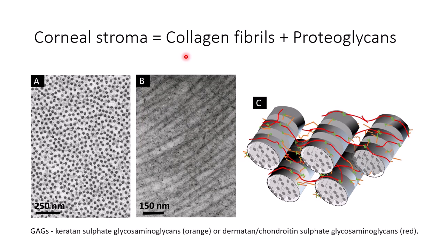Coming on to the corneal stroma. Now this is a highly magnified electron microscopic structure of the corneal stroma in a cut section and in the longitudinal section. And this is what the corneal stroma looks like on ultrastructure. So these you see are the collagen fibrils. And around them, the colorful ones are the proteoglycans. These proteoglycans are keratan sulfate glycosaminoglycans or dermatan or chondroitin sulfate glycosaminoglycans. So this is the ultrastructure of the corneal stroma.